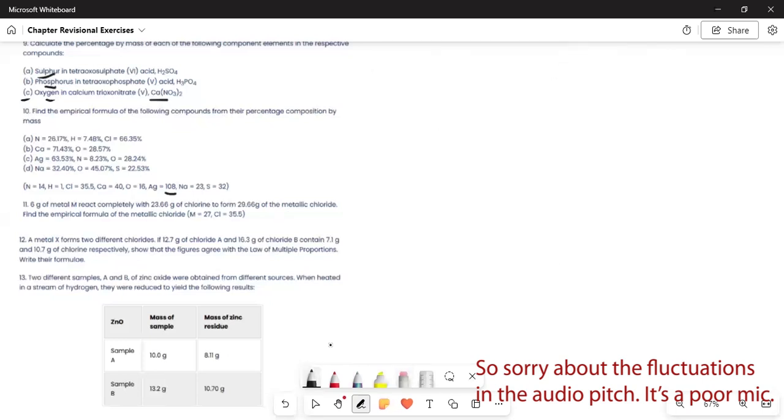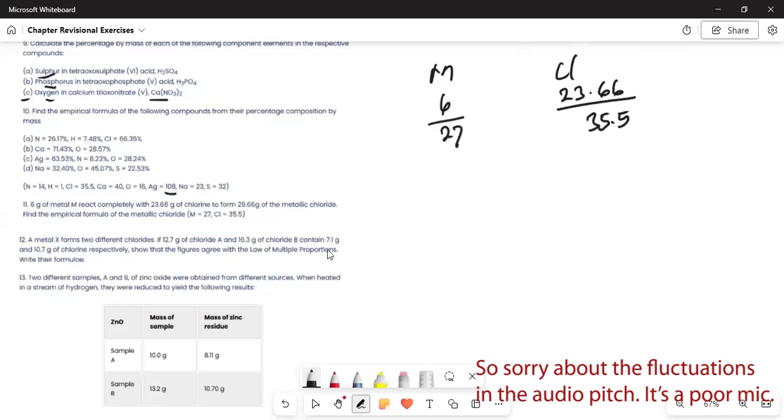Question 11. So 6 grams of metal M reacts completely with 23.66 grams of chlorine to form 29.66 grams of the metallic chloride. Find the empirical formula of the metallic chloride. Okay, you said the reacting mass of the metal is 6. Write the reacting mass under it. Then chlorine, the reacting mass is 23.66. To find the mole ratio of each of these component elements, we divide by their respective relative atomic masses. That of the metal M is 27, while that of chlorine is 35.5.